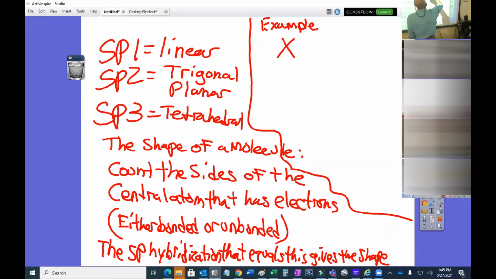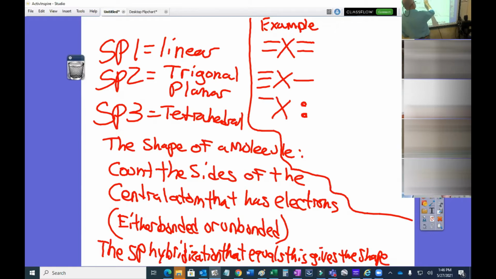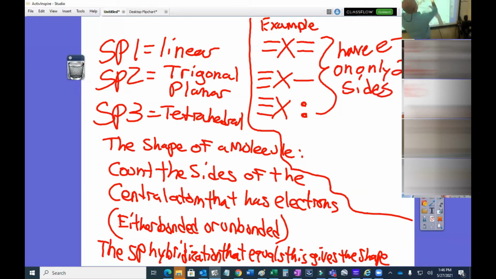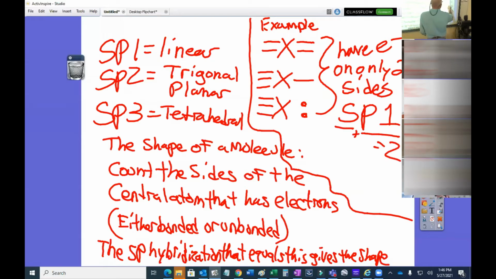If we have X like this, or like this, both of these, or this even, let's do this. All three of these have electrons on only two sides: left and right, left and right, left and right. So SP1. Why? Because S plus 1P equals 2, and that is that number. This is SP1. So what does that tell you?